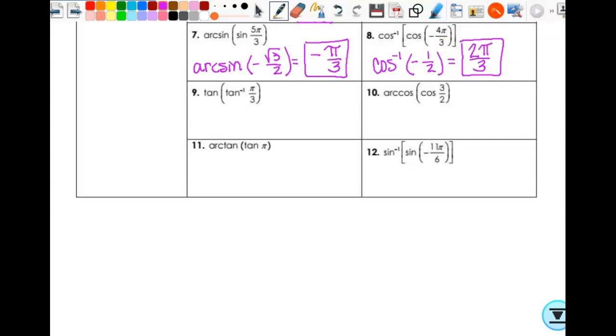With negative 4 pi thirds? Is that what you're asking? We start here, we go this way. That's 3 pi thirds, that's 4 pi thirds. Because it's negative. Positive 4 pi thirds would put me in the third quadrant. Am I wrong?